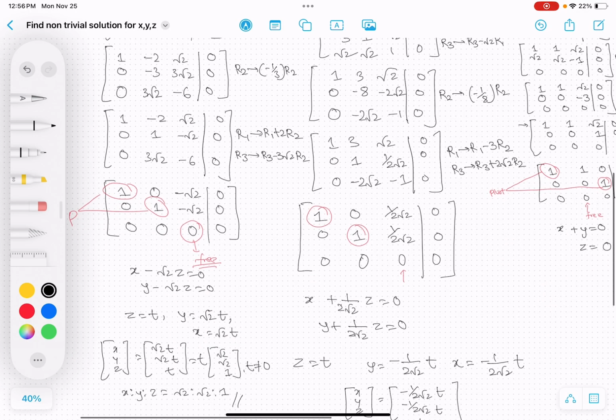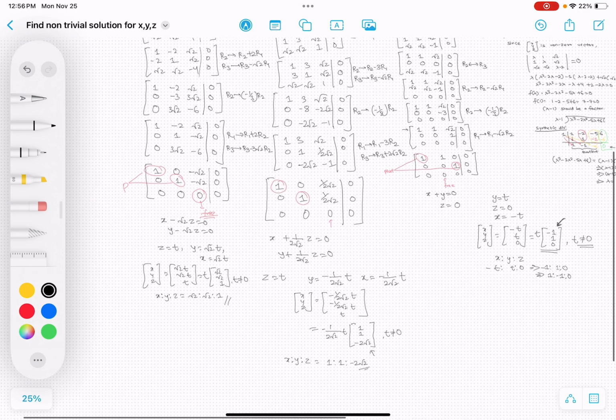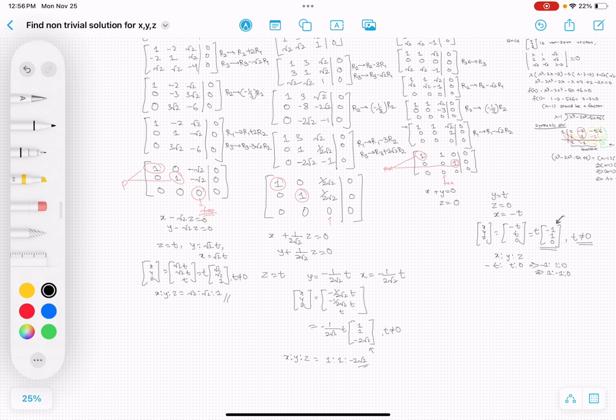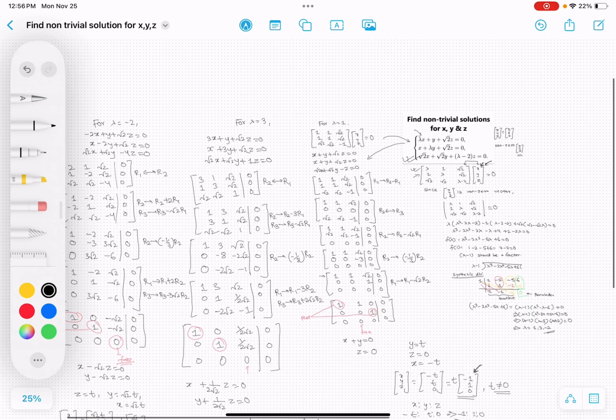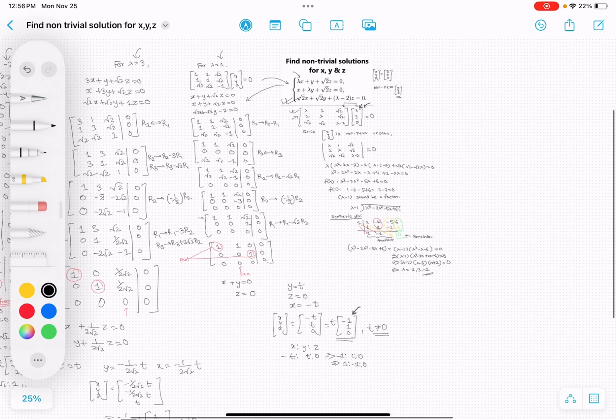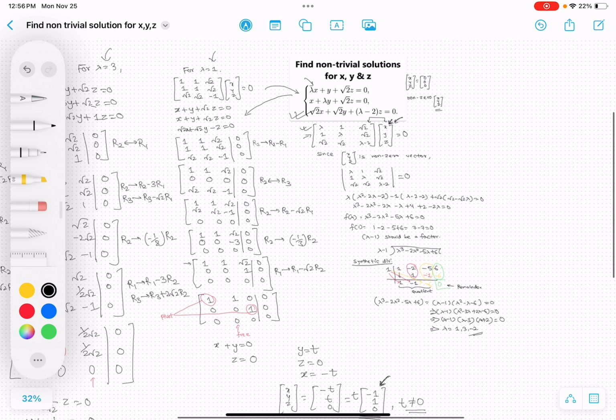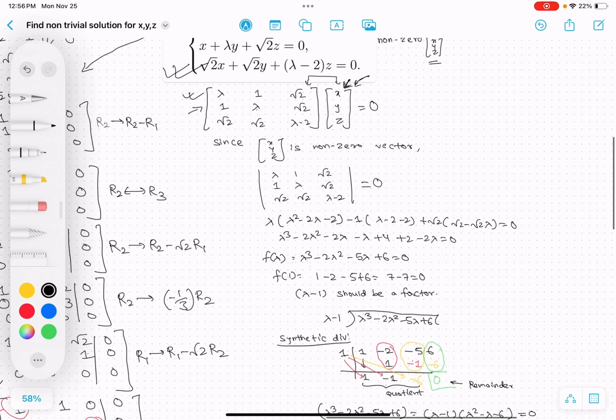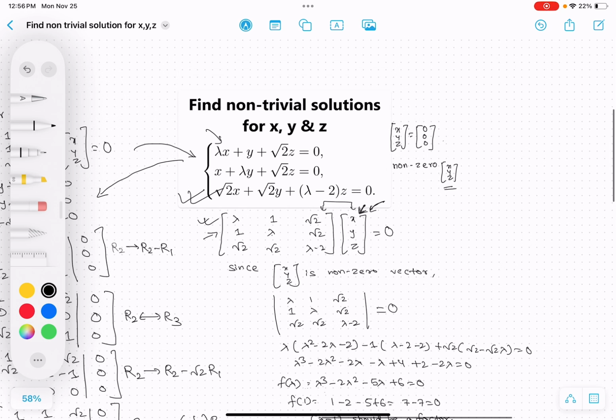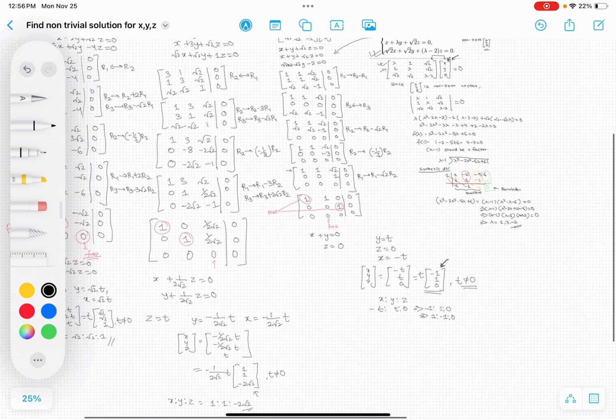So we see that all of these three simplest solutions also work, and corresponding to each of these three simplest solutions, there are infinite solutions. So yeah, there are three sets of infinite solutions for these three lambdas, and for these three lambdas, our determinant is zero, the matrix becomes dependent, and so we have non-trivial solutions, and we have found all of them.